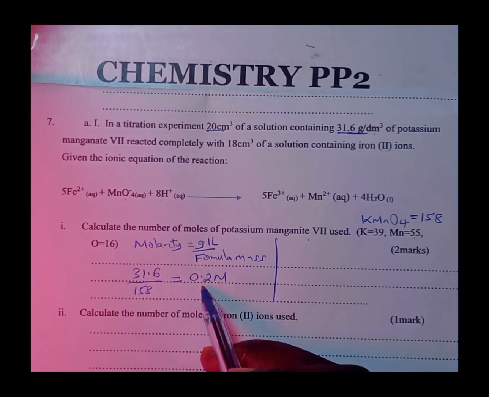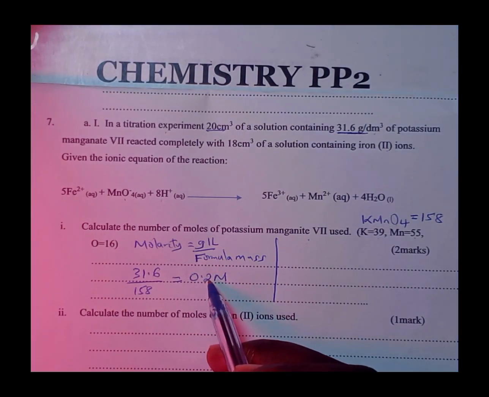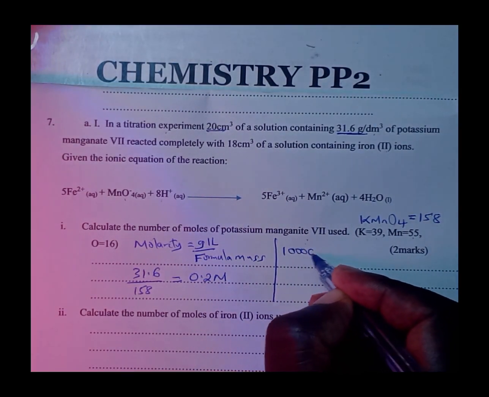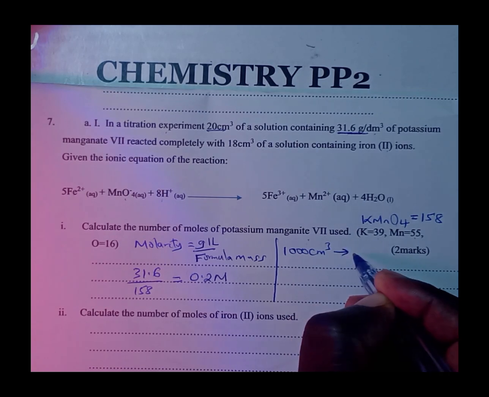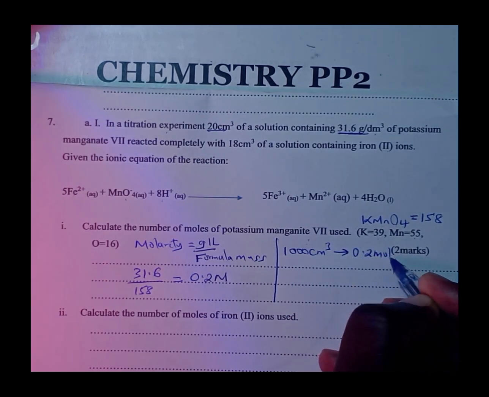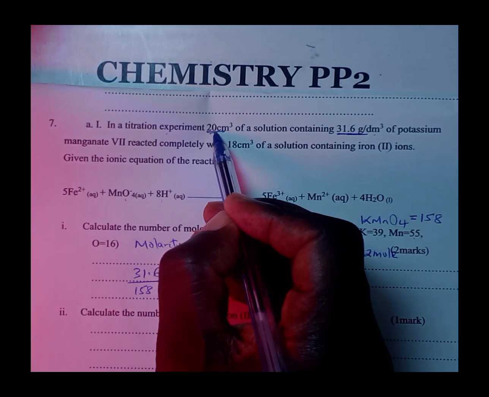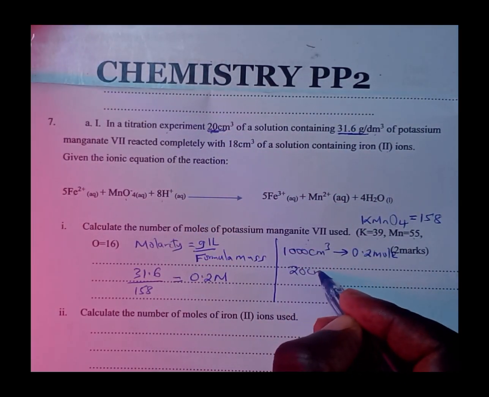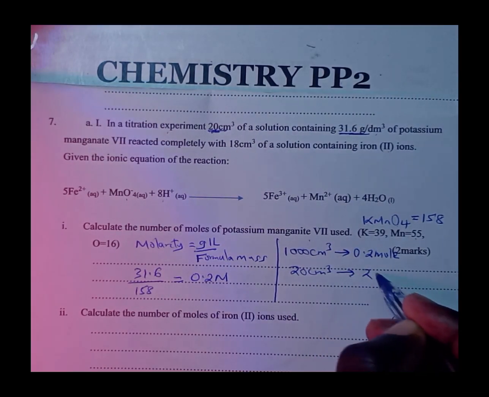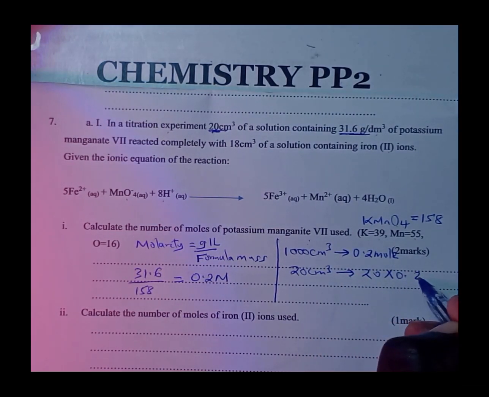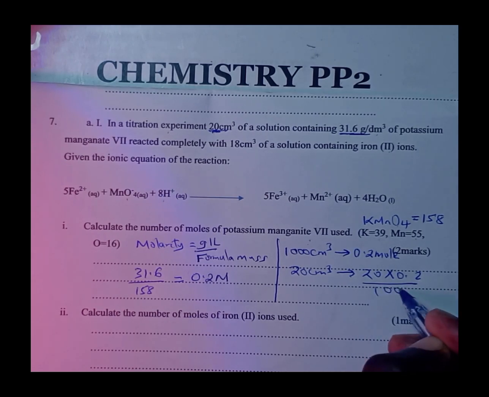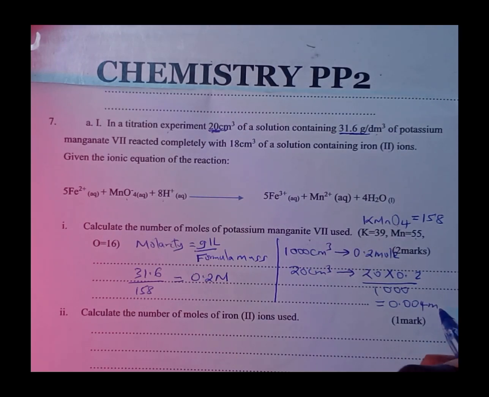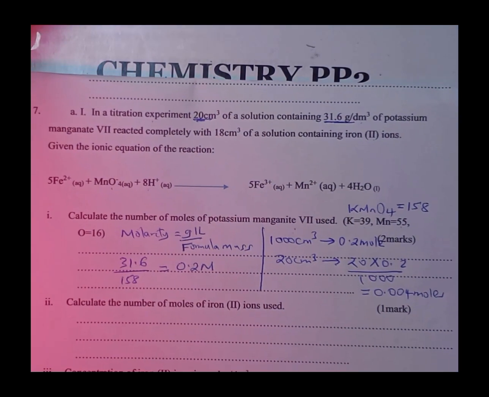So this means that the number of moles in 1000 cm³ was 0.2, and therefore we can ask ourselves, in 1 liter, which is 1000 cm³, we have 0.2 moles. What about in this volume that was used? We used 20 cm³, and therefore you take 20, multiply by 0.2, everything divided by 1000, and this gives us 0.004 moles. From there now we can proceed.